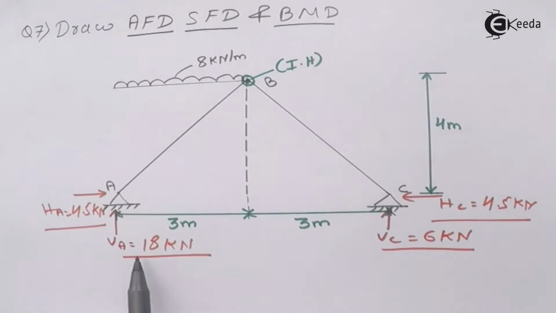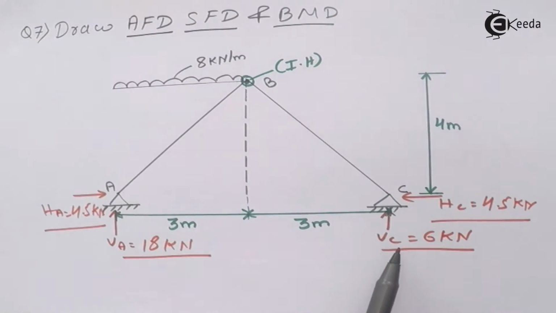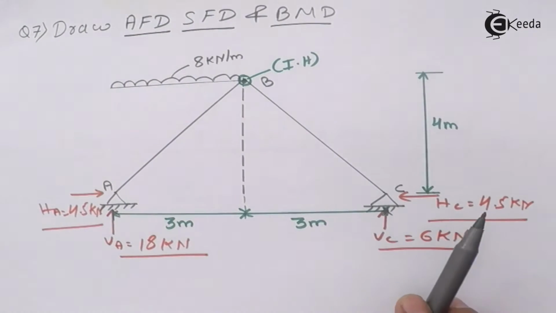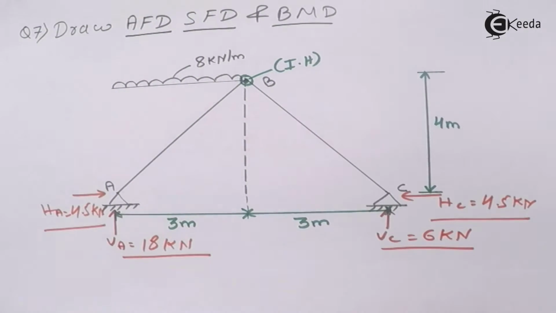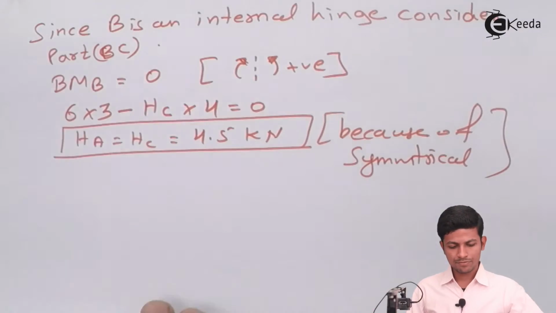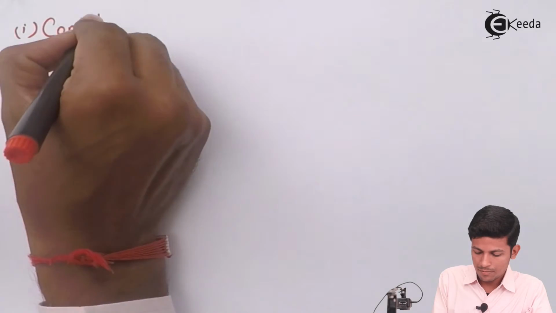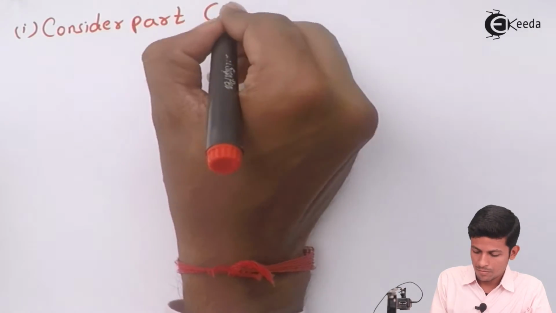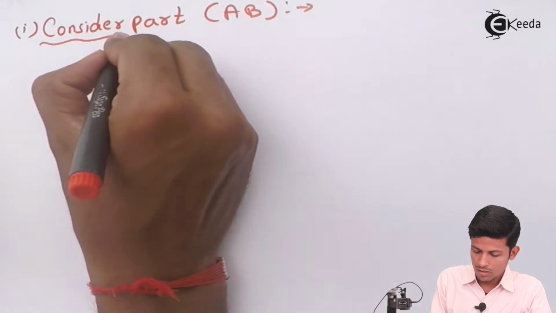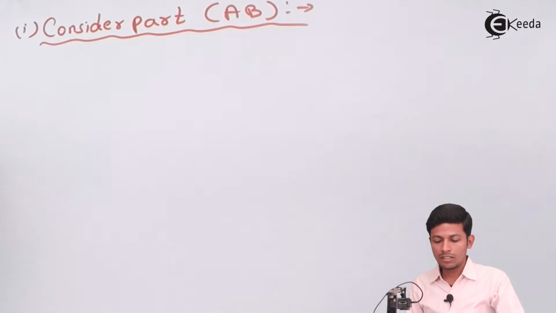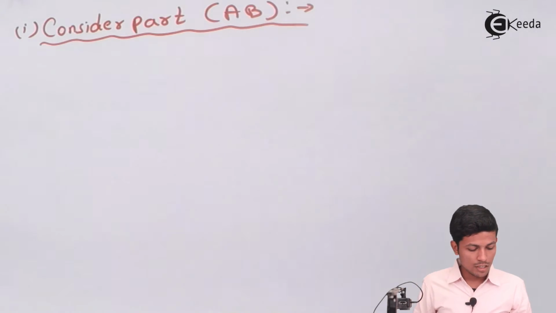Now we have calculated all these values: HA, VA, VC and HC. What is our next step? Our next step is to consider the separate parts and draw their AFD, SFD and BMD. Let's see how it comes. Consider part AB first.